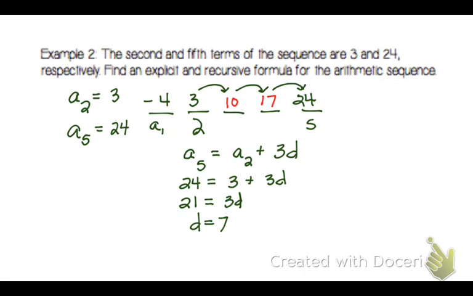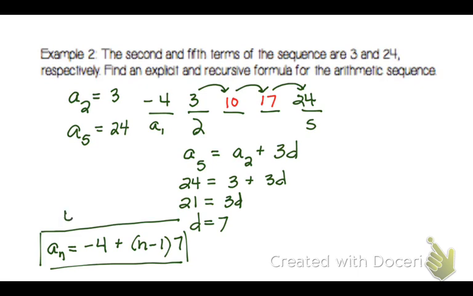So the explicit formula would be a sub n is equal to the first term, which we said was negative 4, plus n minus 1 times the common difference, which is d. So there's your explicit rule. I think I misspelled that. There we go. Just pretend that looks okay.